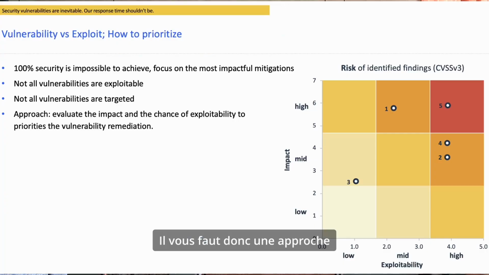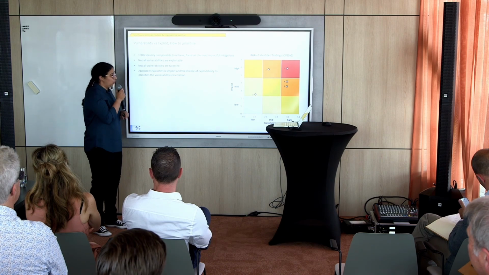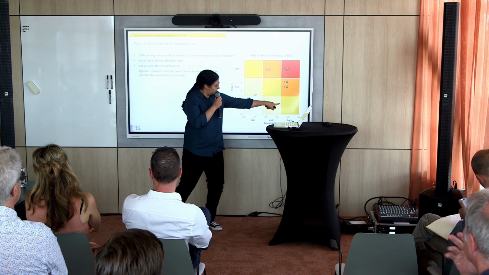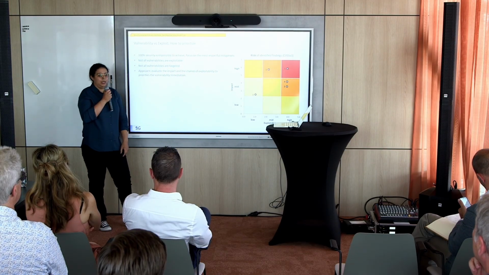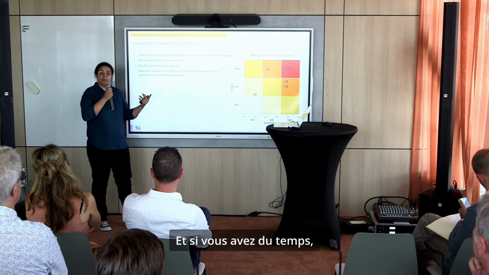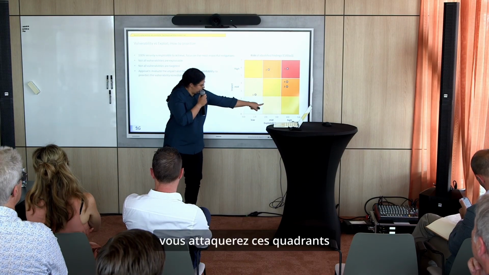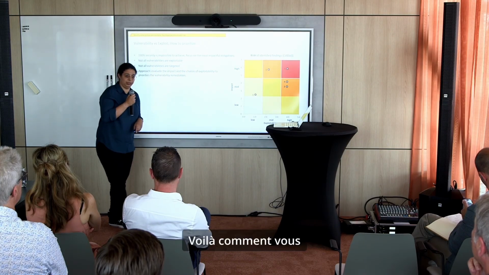And then you have to have an approach that looks at the impact and the chance of exploitability. So what you want to fix is most of the time above this diagonal. Those are the items you want to fix. And then if you have time, which most developers don't, you're going to attack these quadrants and then lay it here. So that's how you're going to prioritize items.